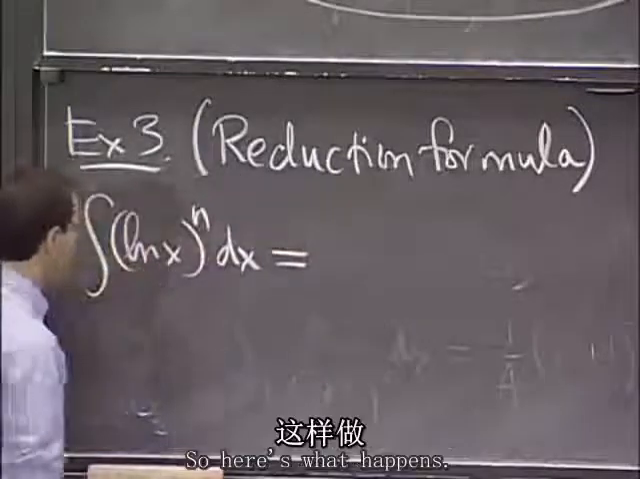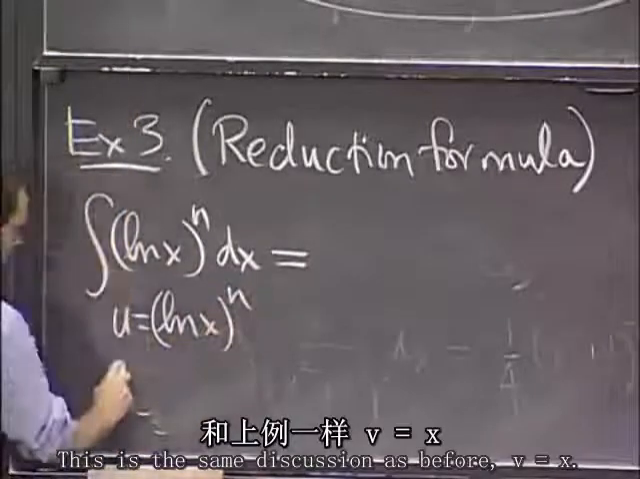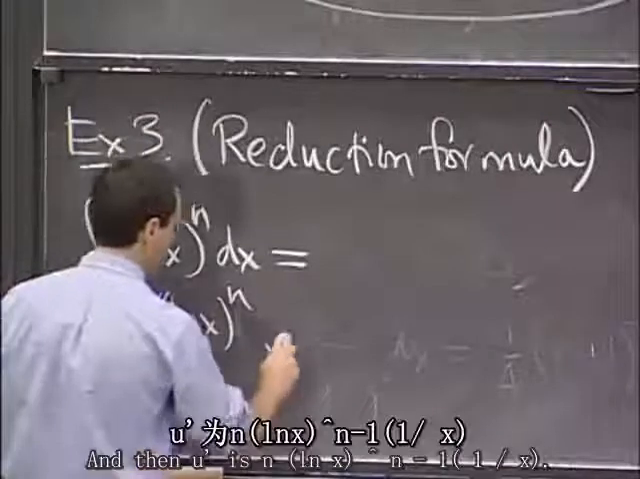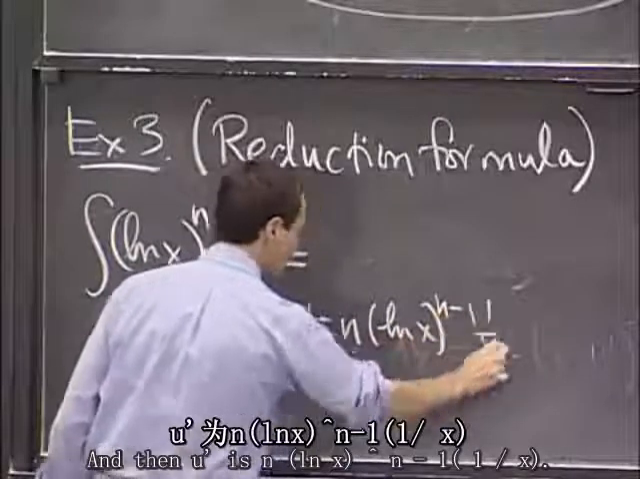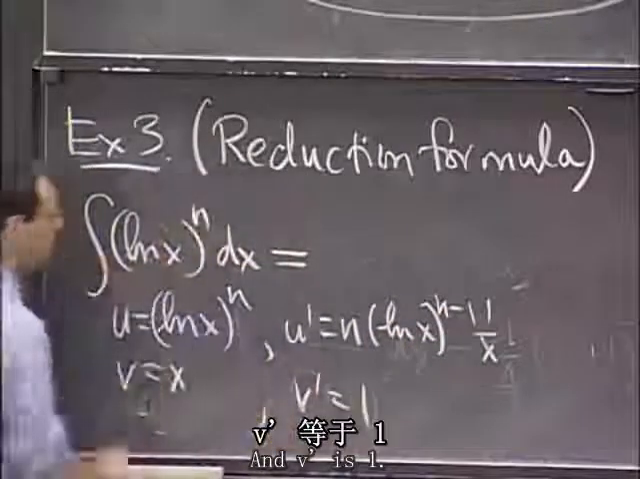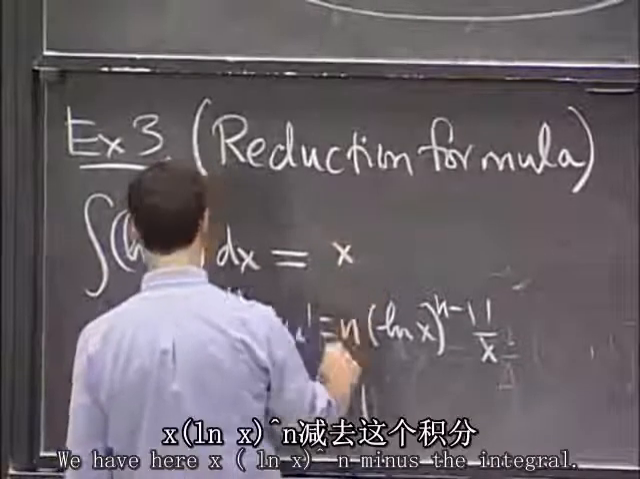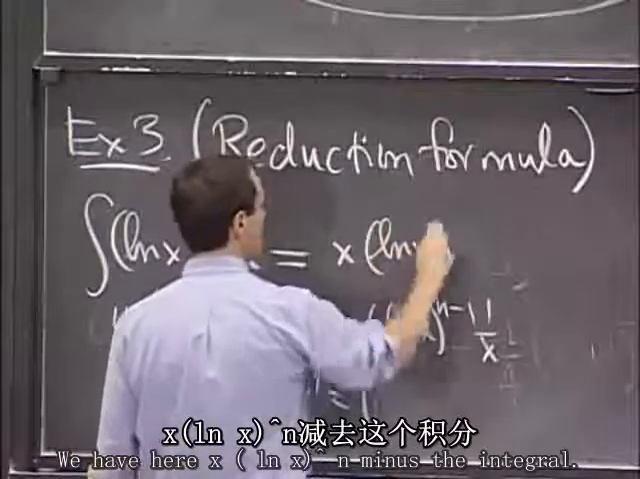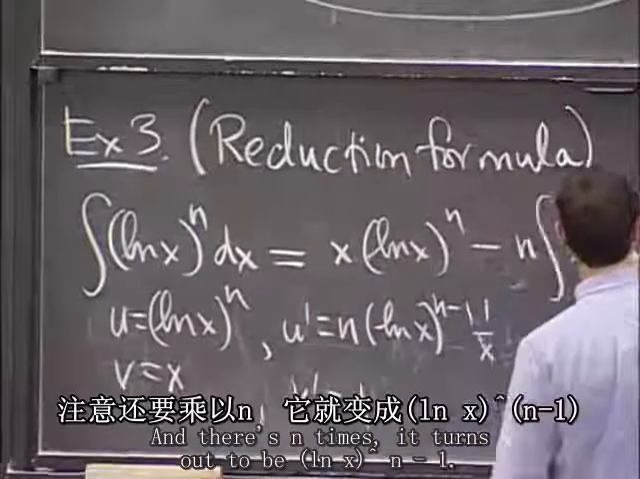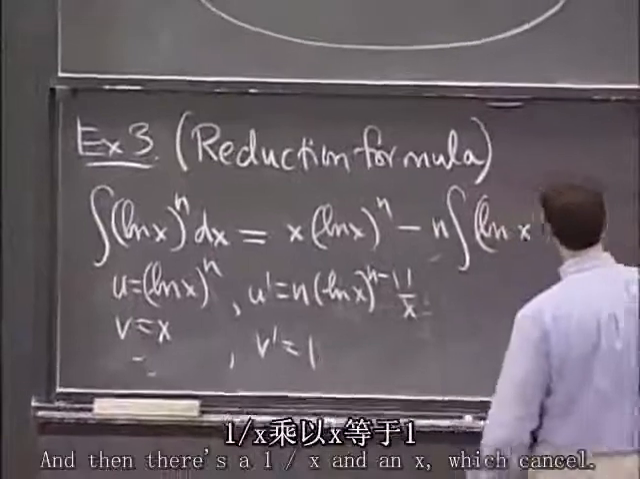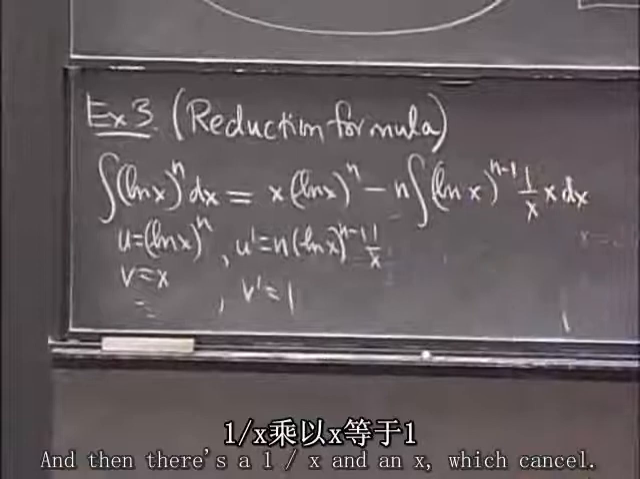So here's what happens. We take u as log x to the nth power. This is the same discussion as before. V is x. And then u prime is n times log x to the n minus 1 times 1 over x. And v prime is 1. And so the setup is similar. We have here x times log x to the nth power minus the integral, and there's n times log x to the n minus 1. And then there's a 1 over x and an x which cancel. All right?